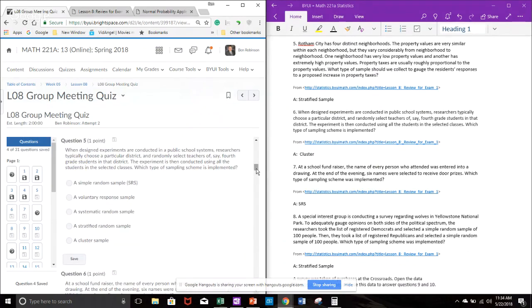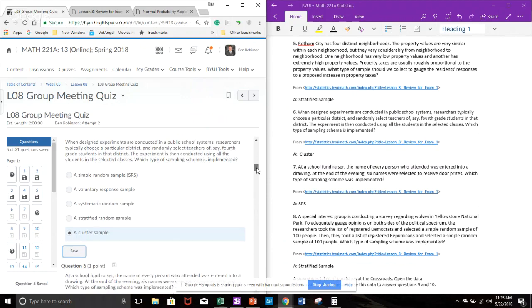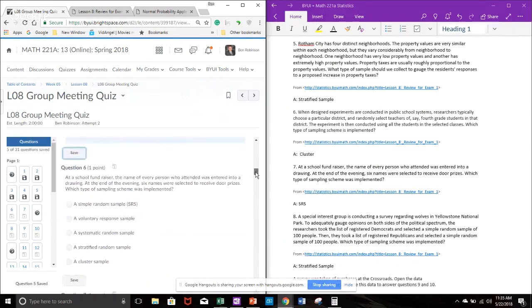Okay. Now, number 5. When designed experiments are conducted in a public school system, researchers typically choose a particular district and randomly select teachers of, say, 4th grade students in that district. The experiment is then conducted using all the students in the selected classes. Which type of sampling scheme is implemented? Okay, a cluster sample, because we're talking about all items in one or more randomly selected clusters or blocks, right?